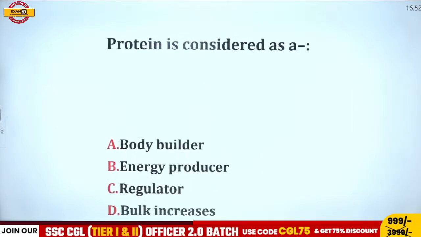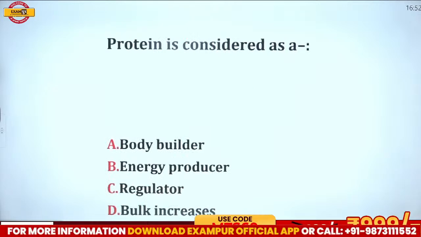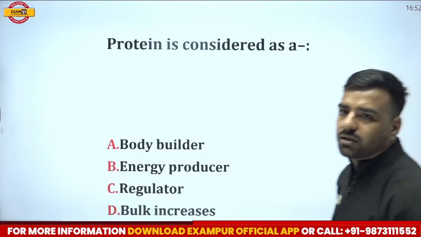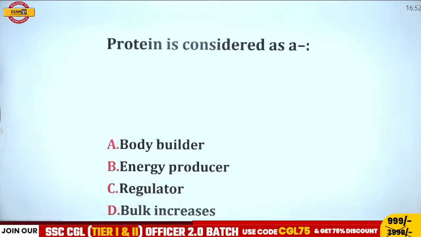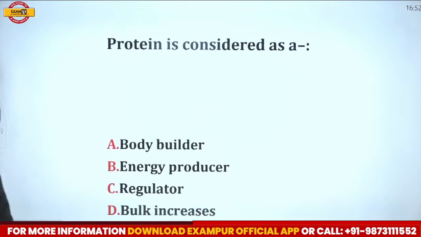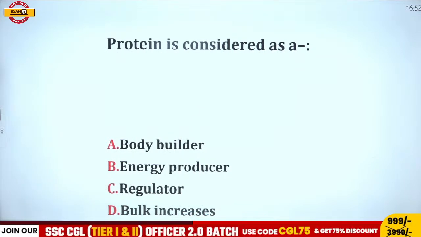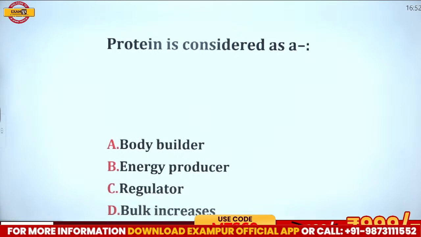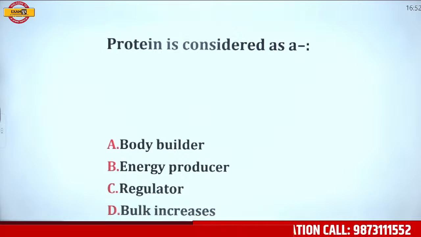Protein is considered as dash. So is it a bodybuilder, is it an energy producer, is it a regulator or is it an increaser of bulk? So what is that? Answer please. And this would be the last question for the day and then we'll sum up the session. But yeah, I need the answer from everyone. What do you think? What is the correct answer over here? Question is, protein is considered as a dash. So is it bodybuilder, energy producer, regulator or bulk increaser?